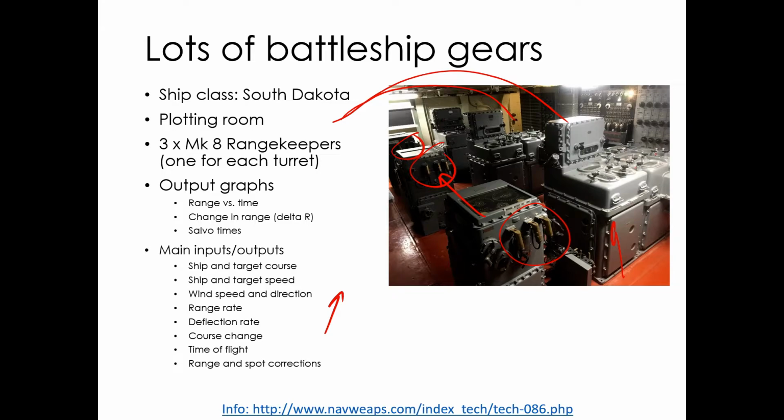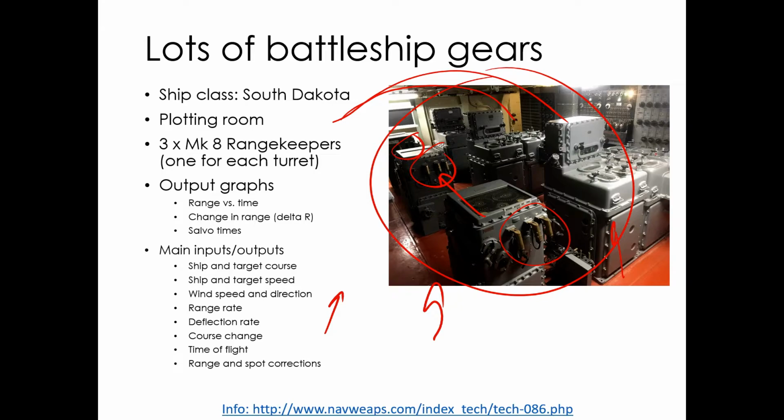I think there's a redundant set somewhere else too, because there were a lot of redundancies in these battleships. In case this part got blown up, you could still fire the guns. You can fire the guns locally within the turret. You can fire the guns from here, this is the fire control. I think there was another fire control you could fire from too. You could fire guns from all over the place in case part of the ship got blown up. This was in a heavily armored area, though, in the guts of the ship. So if you're touring a battleship, make sure you get down to this area.